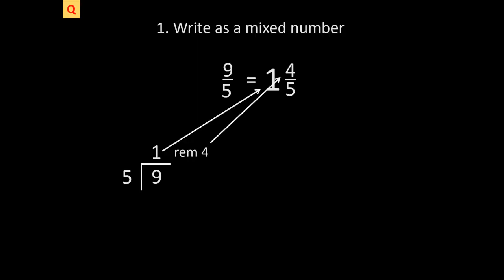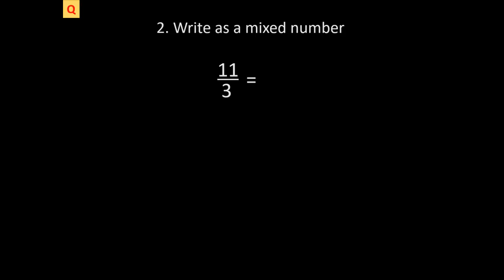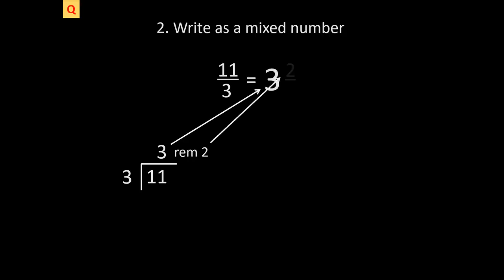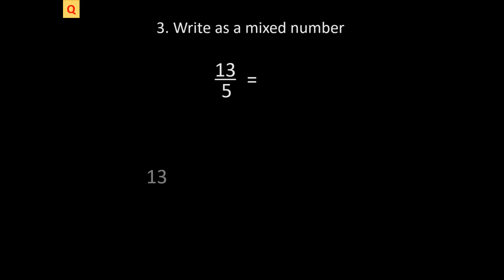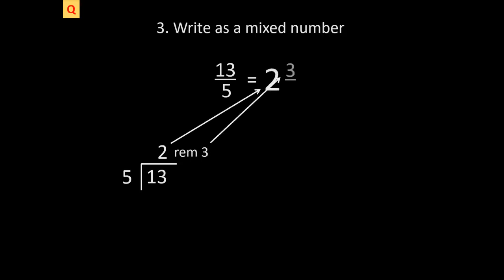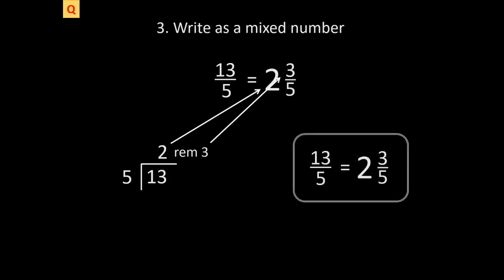Okay, so how did you get on? Let's have a look at number 2. Write as a mixed number 11/3. So we do 11 divided by 3. How many 3's in 11? There's 3 with 2 left over. So 11/3 is 3 wholes, and there's 2 left over, and they are thirds, 3 2/3. So 11/3 is the same as 3 2/3. Let's have a look at number 3, 13/5. Well, 13 divided by 5 is 2. We got 3 left over, so that comes out as 2 3/5. And there it is.